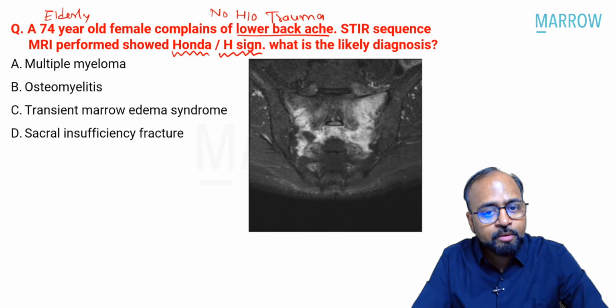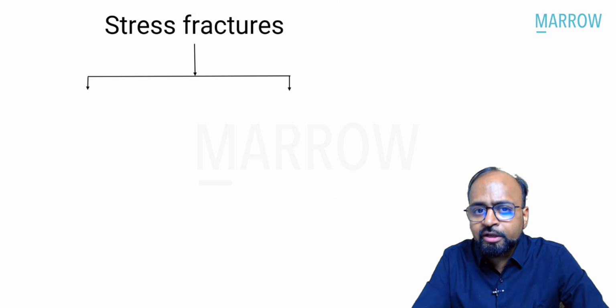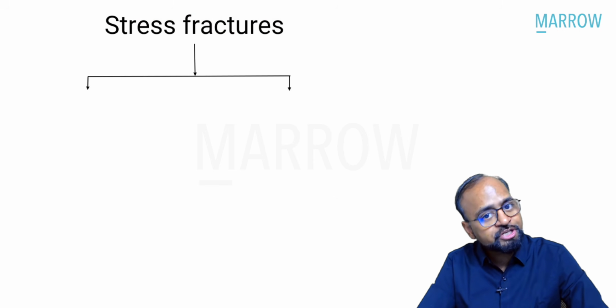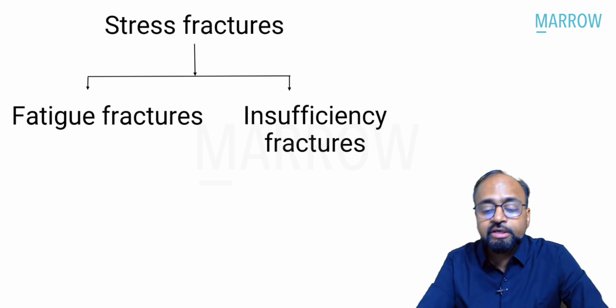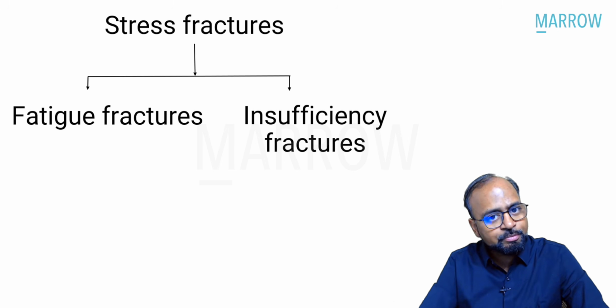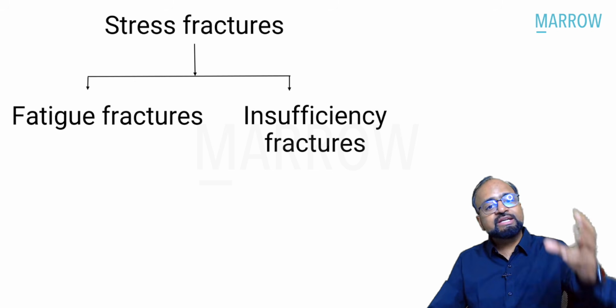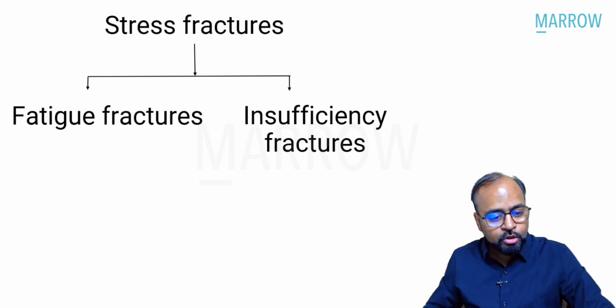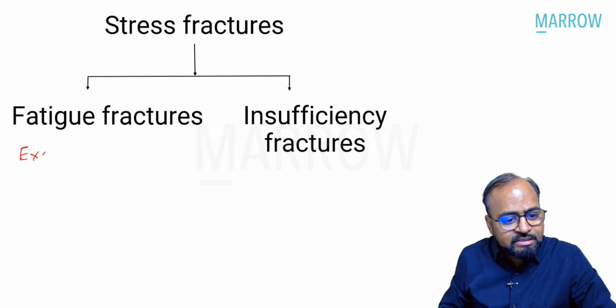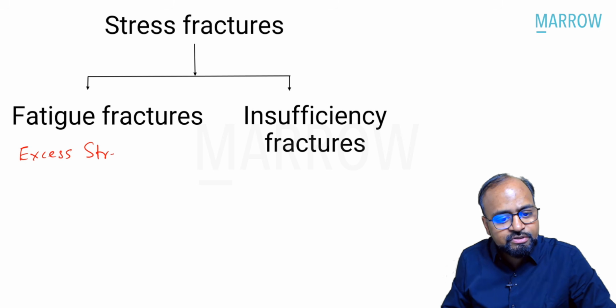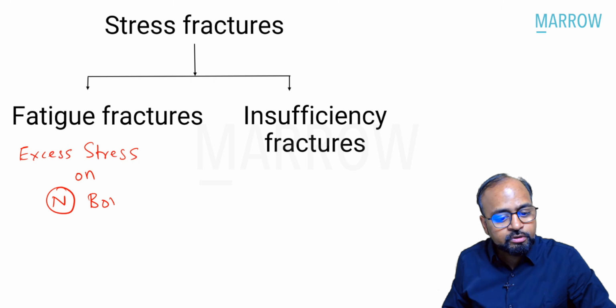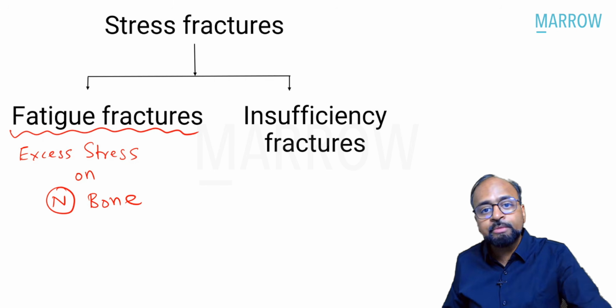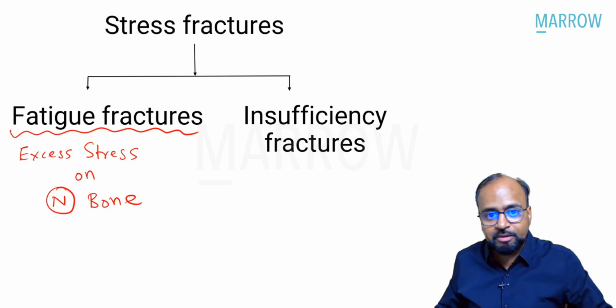Before we come to this particular appearance or sign, I want you to quickly revise the concept of stress fractures. So stress fractures could be fatigue fractures or insufficiency fractures. A stress fracture happens when there is a mismatch between the stress exerted onto a bone and the strength or the density of the underlying bone. So if there is an excessive stress exerted on a normal bone, this leads to what is called a fatigue fracture, which is usually seen in athletes or army recruits because of the excessive physical activity that they may undergo.